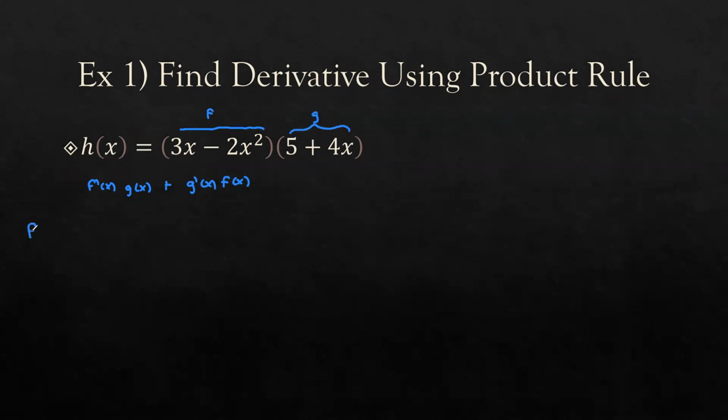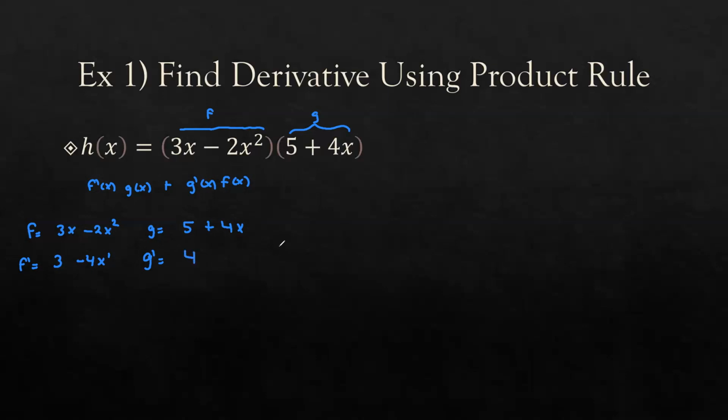So f equals 3x minus 2x squared. And then f prime is just the derivative of each term. So the derivative of 3x is 3. The derivative of negative 2x squared is minus 4x to the 1. All I did was apply power rule. And then g is 5 plus 4x. So g prime is going to be, the derivative of 5 is 0, and the derivative of 4x is 4. Okay, and then you just apply product rule.